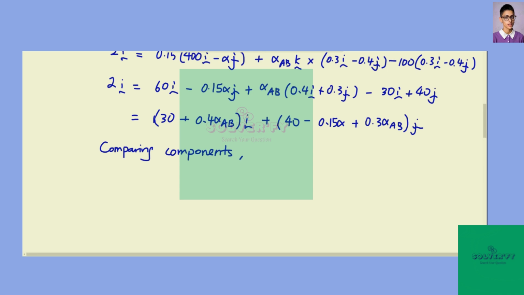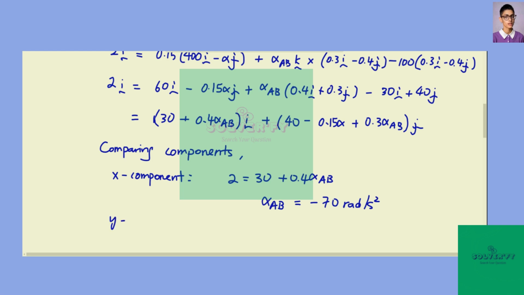For the x component, 2 is equal to 30 plus 0.4 alpha AB. So alpha AB is equal to negative 70 radians per second squared.